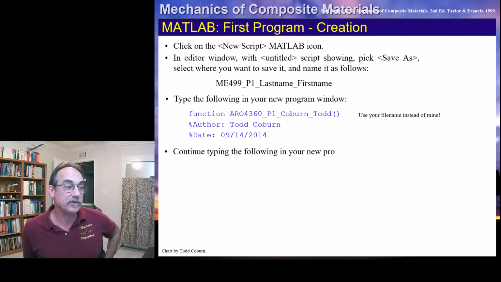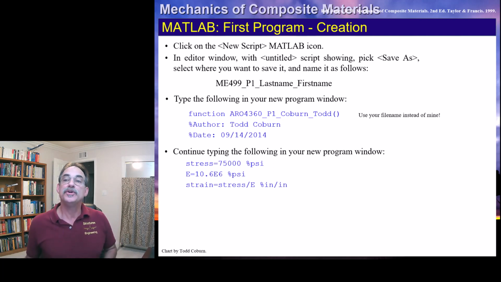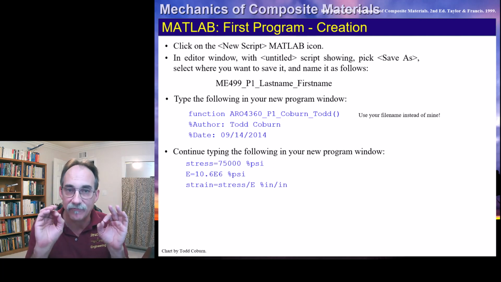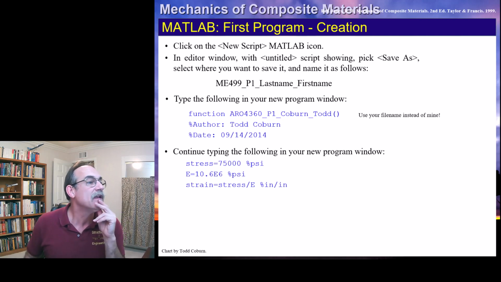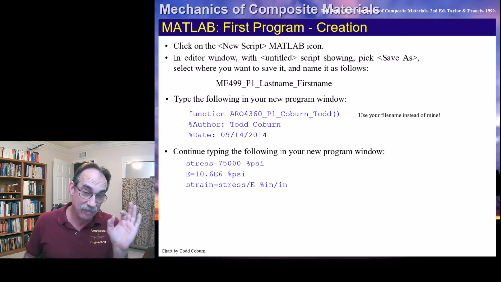You can always also use percentage symbols to augment your code to define what is going on to make it easier for you to understand later. So if we typed in our new program stress equals 75,000, that's going to set the variable named stress with the value 75000.